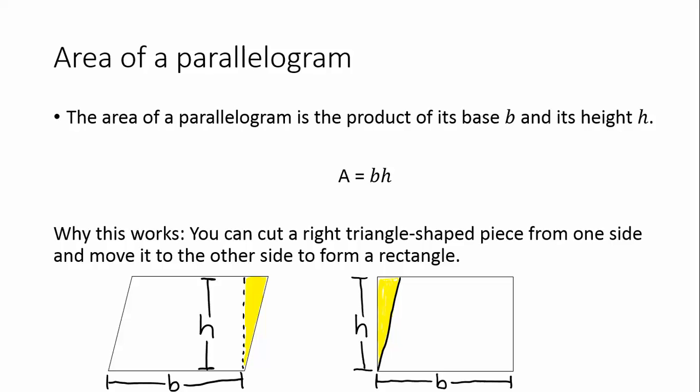And so the base is just the length of the bottom side, and the height is, again, how tall the parallelogram is. And if you see the little triangle that I've cut out there on the left figure, if you can cut that right triangle shaped piece from one side and you flip it back over to the other side, like I've done on the right, then you see that it actually forms a rectangle. So even though we don't technically call the sides length and width, it's really almost the same formula as area of a rectangle, but we call them base and height.